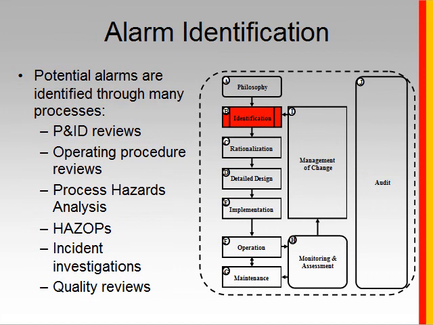The next stage of the life cycle is called alarm identification. And this is where we're using the various documentation sources that go with a plant to identify potential or candidate alarms. So we could get this from reviewing P&IDs or process hazard analysis or HAZOPs or LOPAs, quality reviews. All these different sources of plant design activities and documentation are the source of identifying potential alarms.